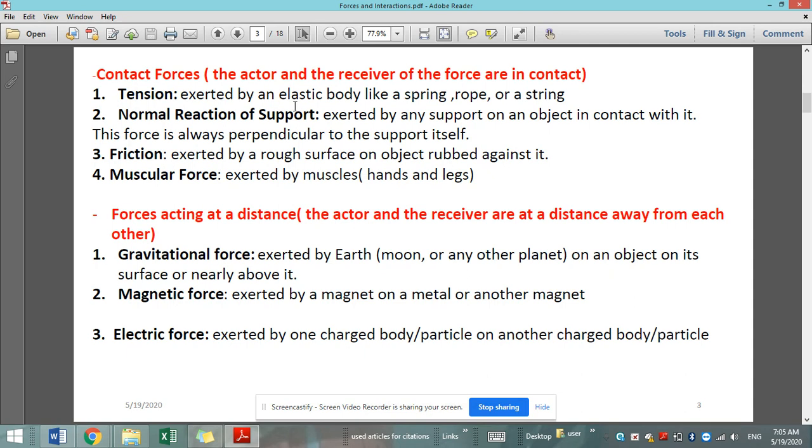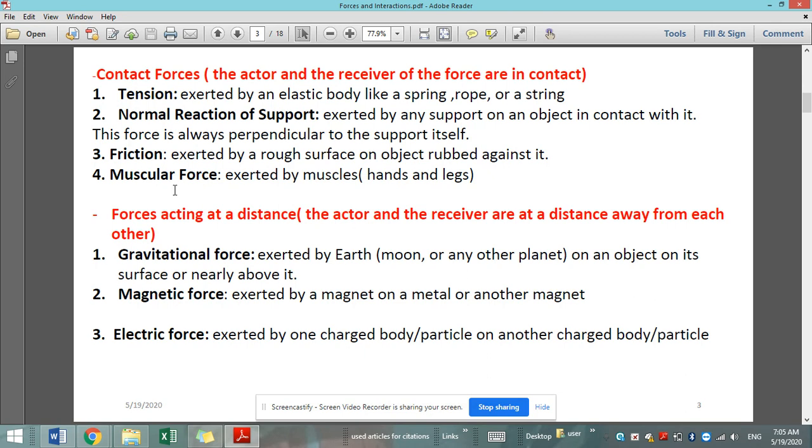Normal reaction of support is exerted by any support on an object in contact with it. This force is always perpendicular to the support itself. The friction is exerted by a rough surface on an object dropped against it. And the muscular force is exerted by muscles such as hands and legs.